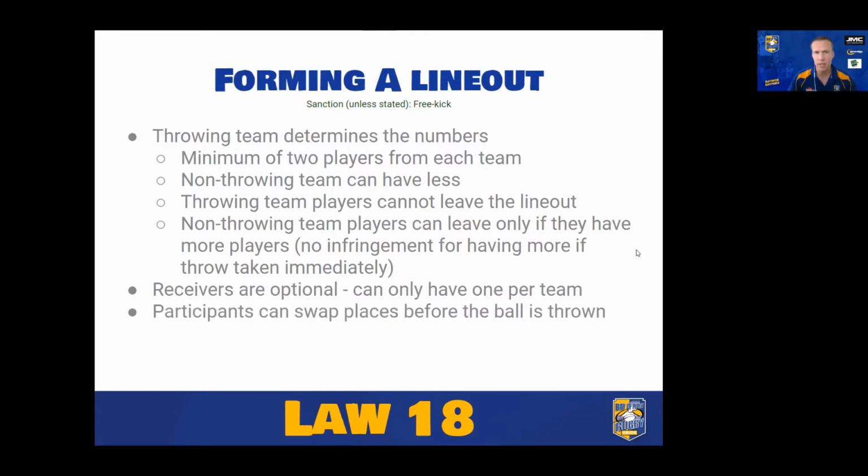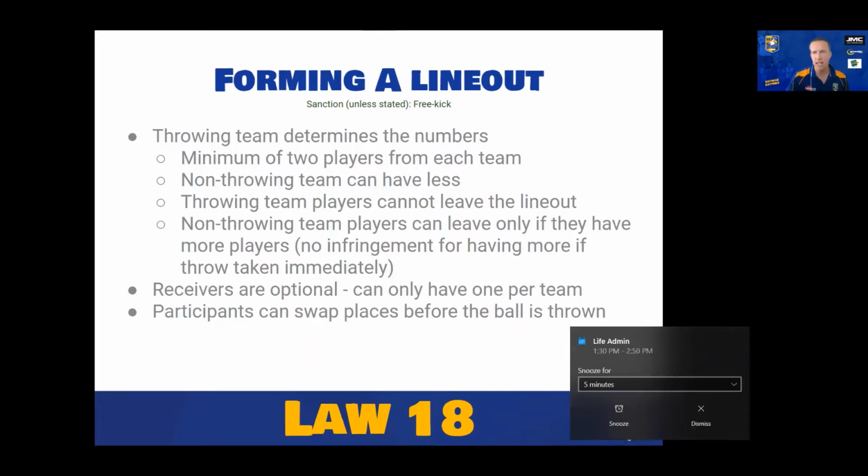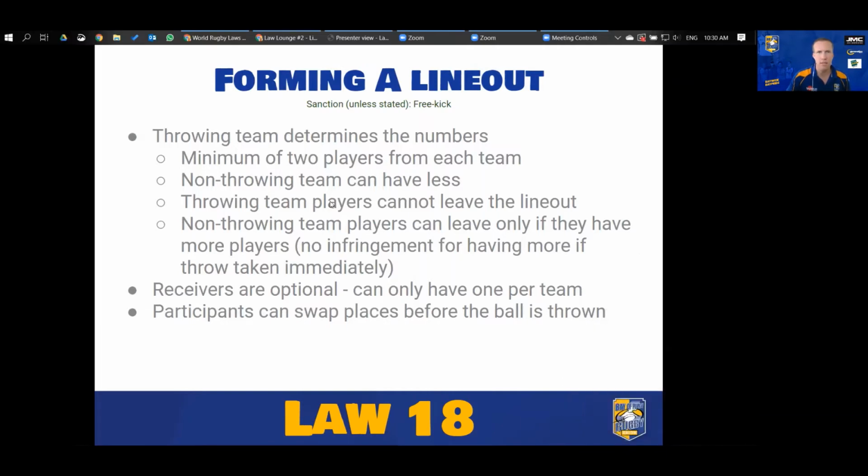And another key one is participants can actually swap places before the ball's thrown. So the thing is, if there's a receiver and the ball's getting ready to be thrown, that receiver can't come in and join the line out and then no one drop back into the receiver role. There's no swap. That's just one person moving from one position to another. So the participant has to change places with another participant from their own team in order for that to happen.